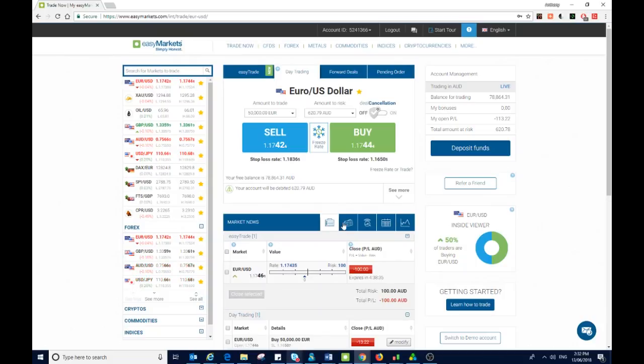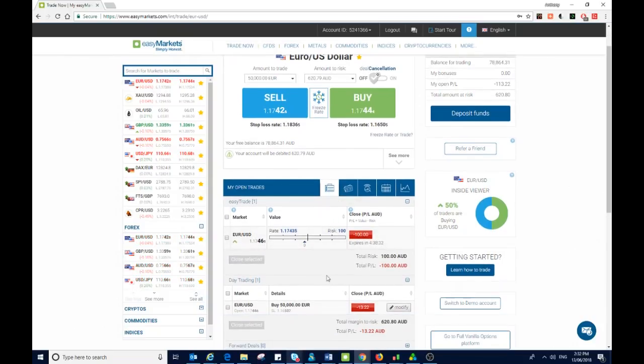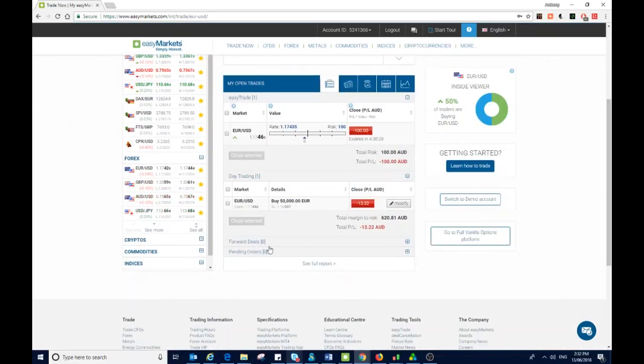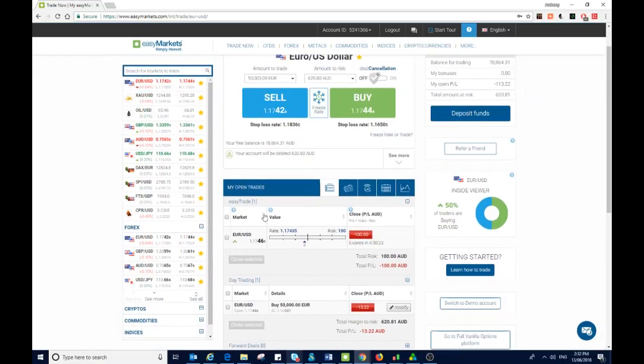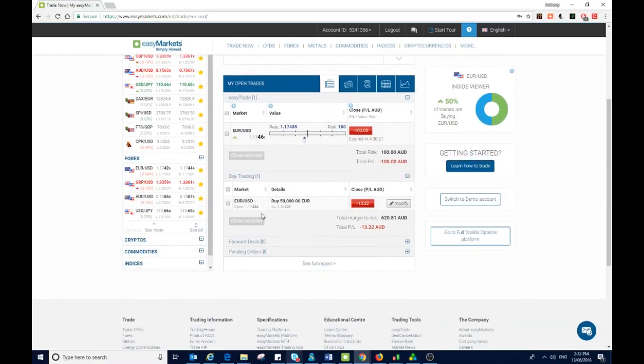If you're looking at how do I find my trade now, you'd be looking at the day trading area in my open trades. So you have a few different sections here: pending orders, forward orders, day trading, easy trade. And you're looking at your day trading deal, and you'll see the euro against the USD, and you'll see some buttons here that are very important. One of them is your current profit and loss, and a modify button. Now, the current profit and loss is the button that you would push if you were trying to close. If it's negative, it's going to be red. If it's positive, it's going to be green.